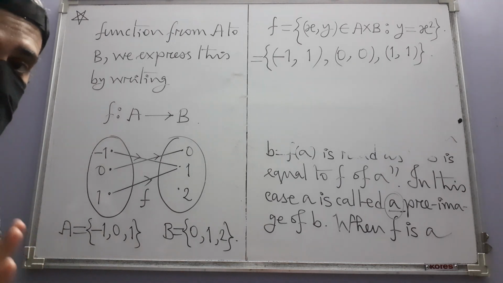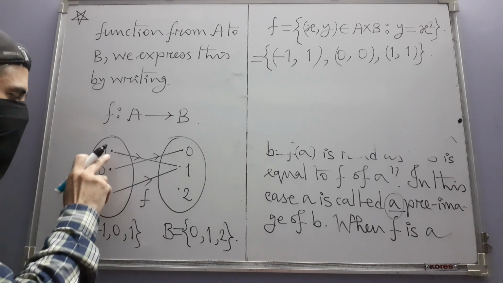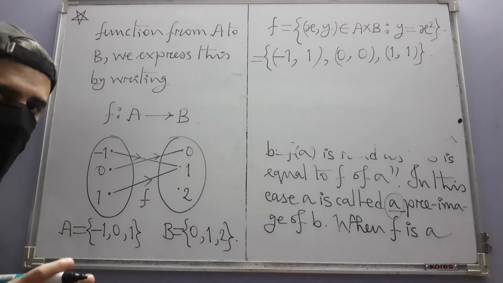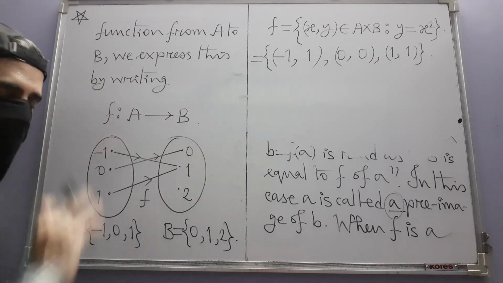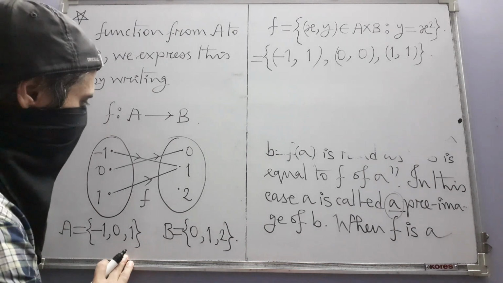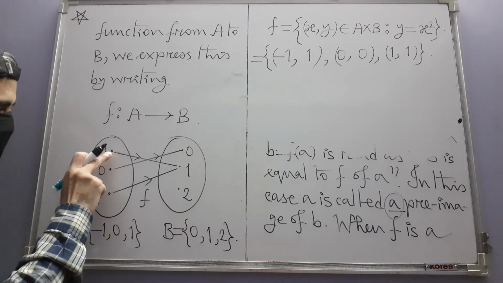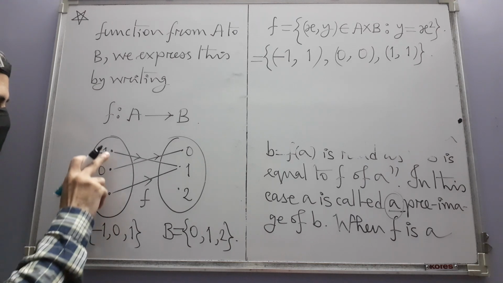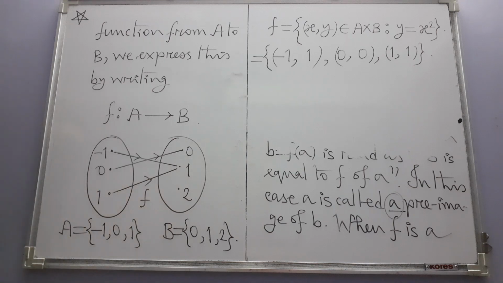Is it a function? First of all, let's just verify that. What is the condition? No soldier on this side should sit idly. Everyone needs to attack someone, yes, that is happening. -1, 0, 1. Everyone is attacking someone on the other side. And each soldier should attack only one soldier. In other words, from each point here, only one arrow should go out. Yes? From -1, only one arrow is going out. From 0 also, and from 1 also.